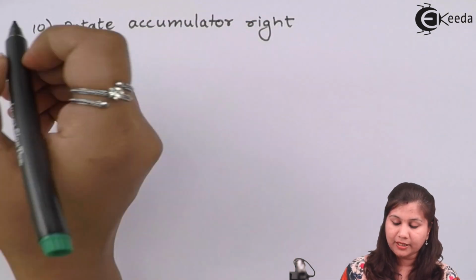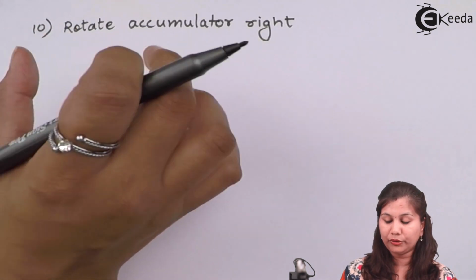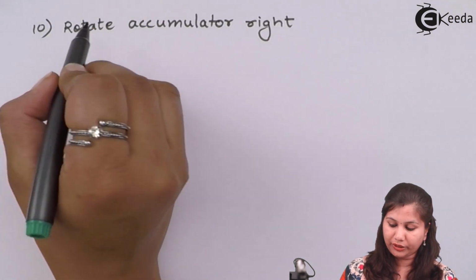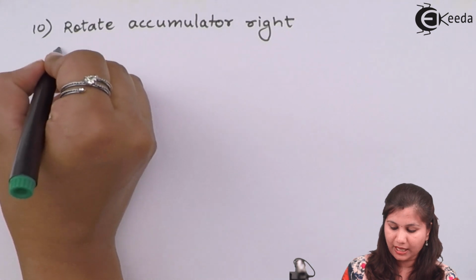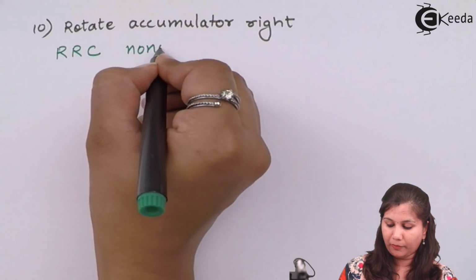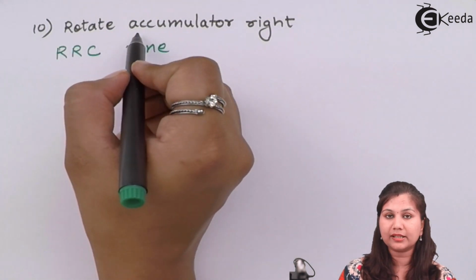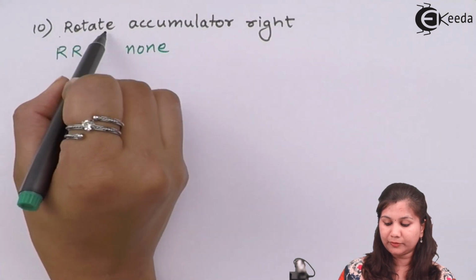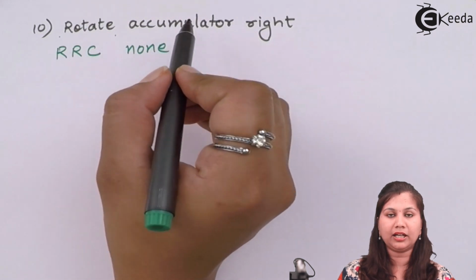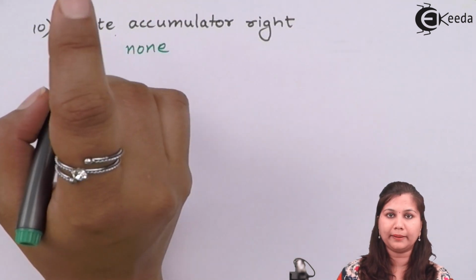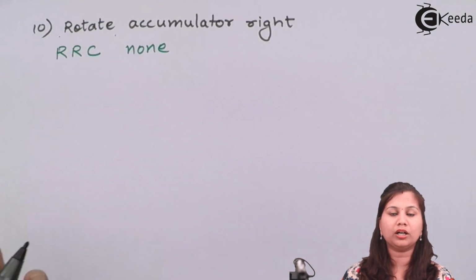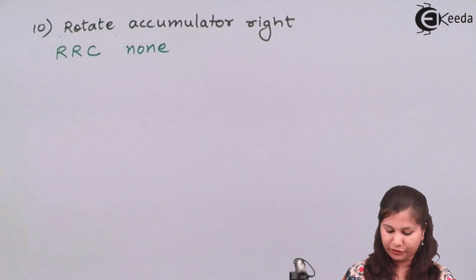Mnemonic means how we write or use that instruction in the main program. So for rotate accumulator right, the mnemonic is RRC. Here also there is no operand, because the operand is implicit and it is the accumulator. So the rotate operation is performed on the accumulator, and the contents of the accumulator are rotated to the right-hand side by 1 bit position. All the bits will be shifted to the right-hand side by 1 bit position.